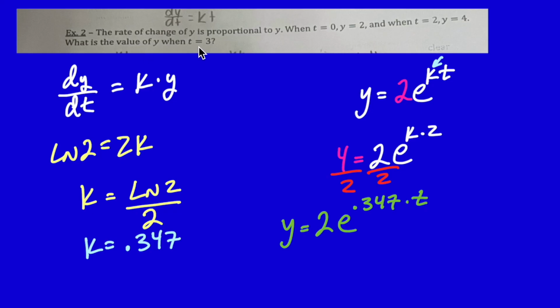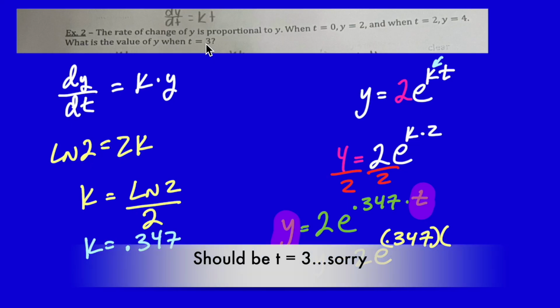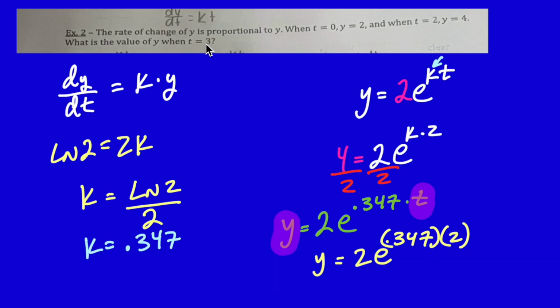So right now we have 2 unknowns. We have the y, which is unknown, and we have the t that is unknown. And in these problems, they're going to give you one of these and ask you to find the other. So look what happens here. They give us t equals 3, and they ask us to find the y. So the y is going to equal 2e to the 0.347 times the t that they give us. And when you do all that math, you're going to find that y equals 5.664.